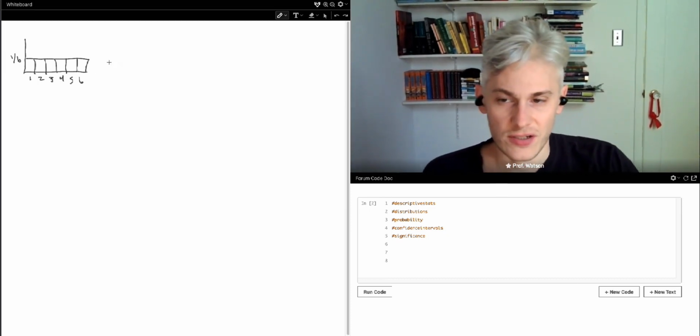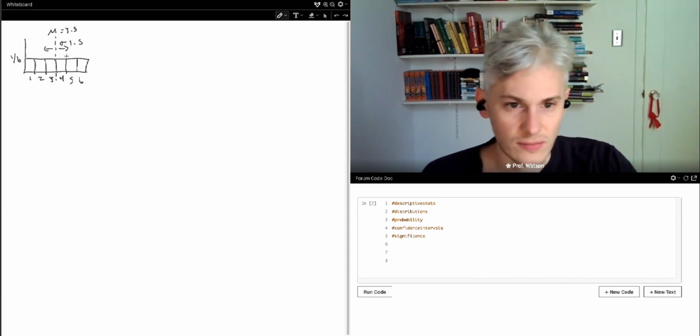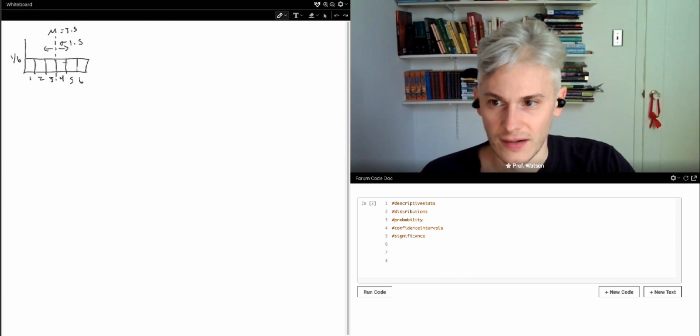So here's our population distribution. The population mean is right here at 3.5. The population standard deviation, I'm not going to calculate it, but I think it's about 1.5, about like that. And so you're going to roll a die, and you're going to get a distribution that looks like this. This should be pretty clear.